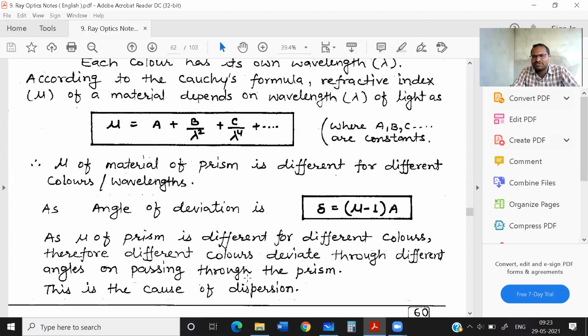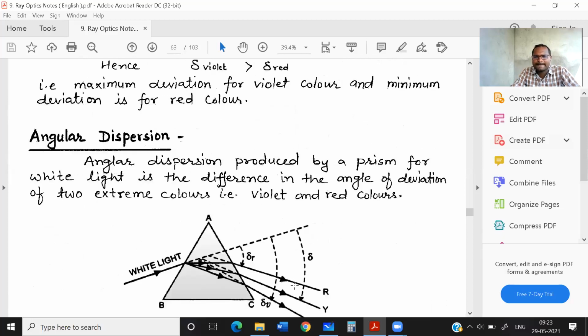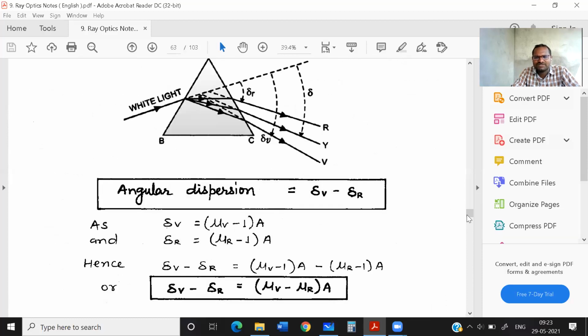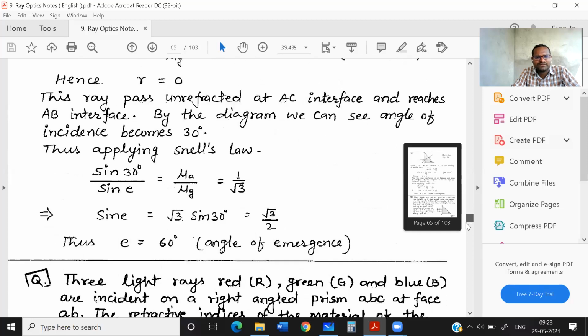If they ask for 3 marks, you can write this, or directly write the explanation. Clear enough? After that, the angular dispersion and dispersive power, all these things are not required for you. No need.